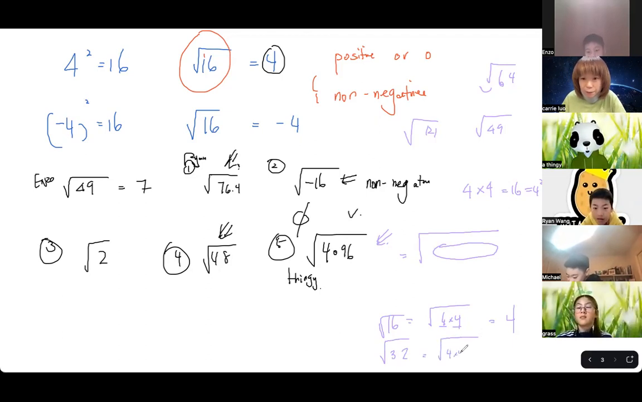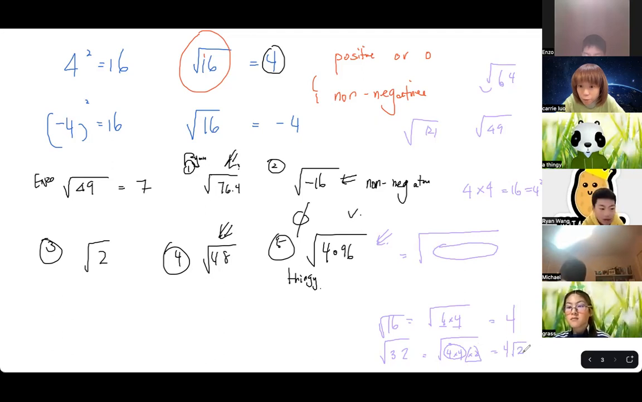It's 4 times 4 times 2. Am I right, everybody? Okay, so Ryan, let me ask you, how many of them inside are the same? Two. Only two. We only have two same fours, right? So I take out one four. But there is still a two left inside the square root sign, right? Everybody, Enzo? So how do we do it? We leave it there.